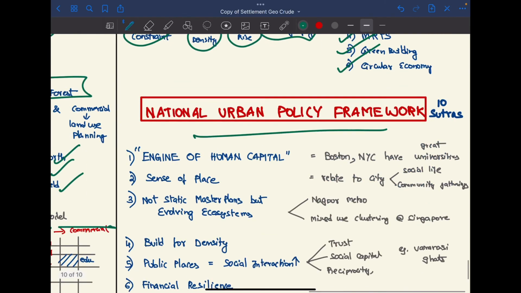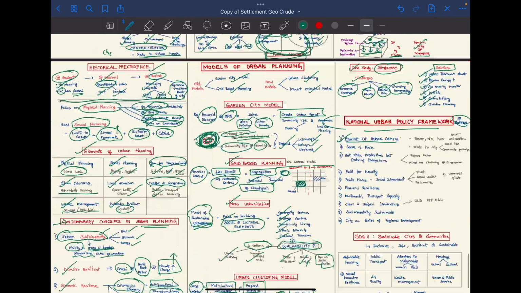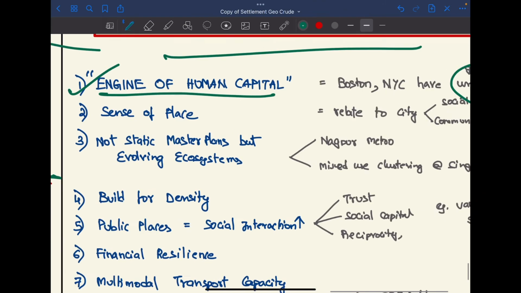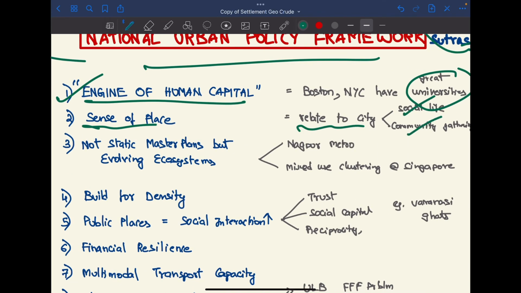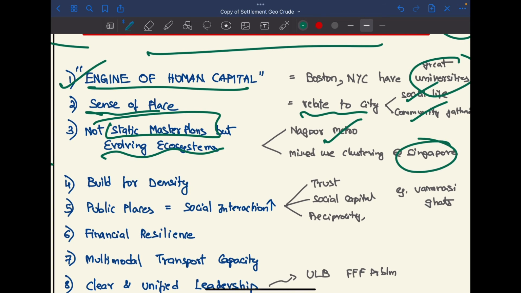So, the National Urban Policy Framework gives 10 sutras. First, cities as engines of human capital. For example, Boston and New York, they have great universities. Also, sense of place, that is, a person must relate to the city. This can be done by increasing social life and community gatherings. There should not be static master plans, rather there should be evolving ecosystems. For example, Nagpur Petro and Metro and mixed use clustering in Singapore.